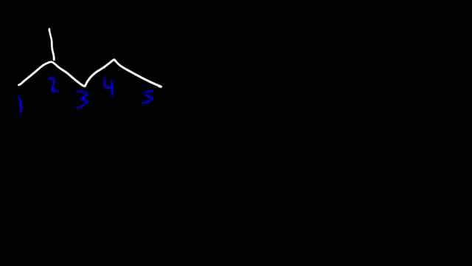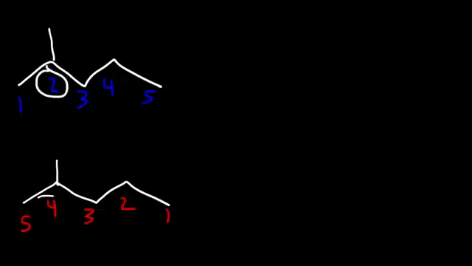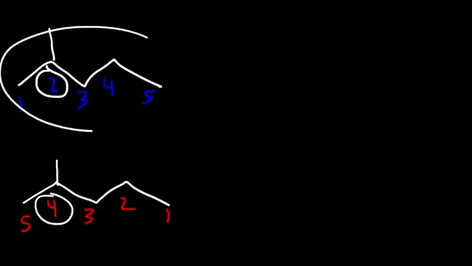Now, should we count it in this direction, or should we count it in this direction? The methyl group that we see here is called a substituent, and you want to count in such a way that the substituents have a lower number, and 2 is lower than 4, so this is the correct way to count it.